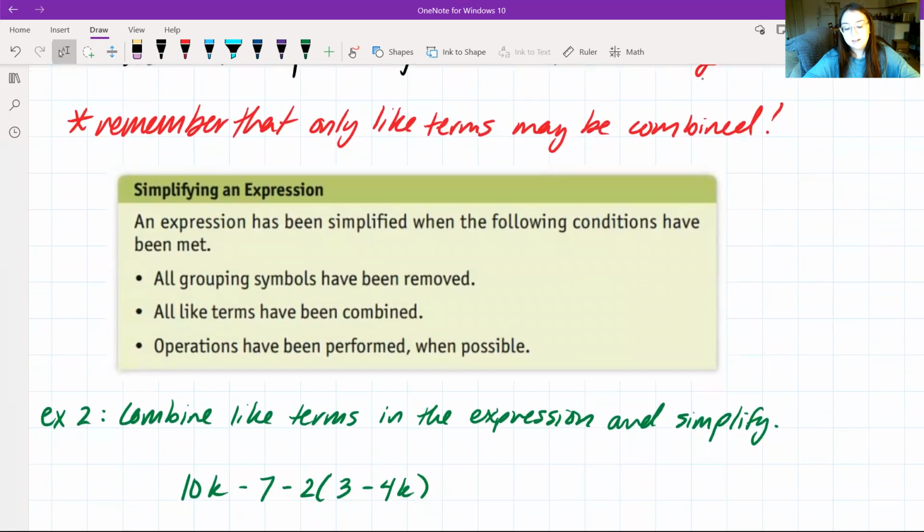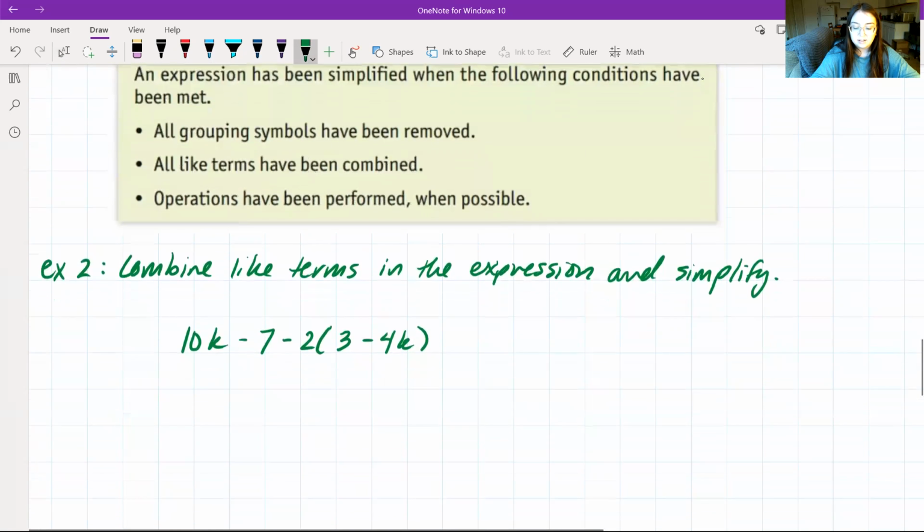In simplifying, an expression has been simplified when the following conditions have been met. All grouping symbols have been removed, all like terms have been combined, and operations have been performed when possible. So this is just giving us these guidelines for how we know an expression is finally simplified.